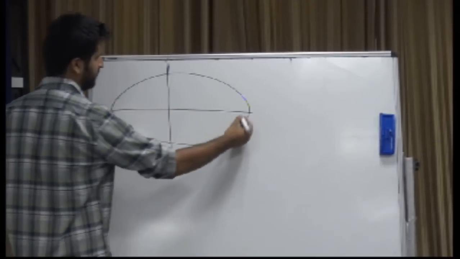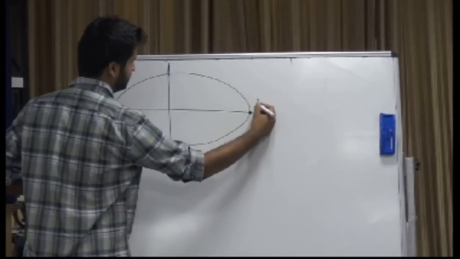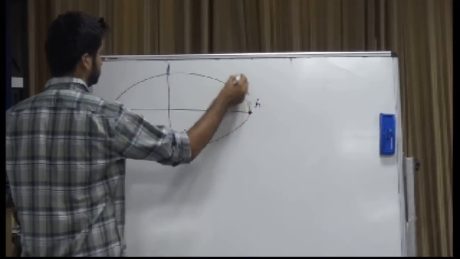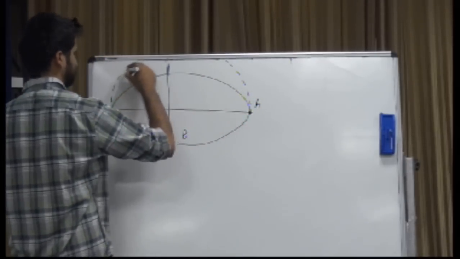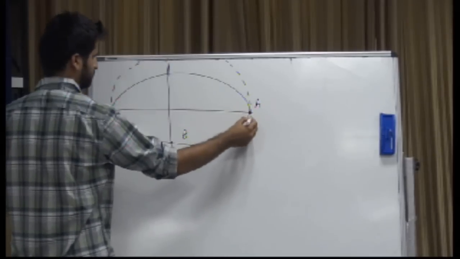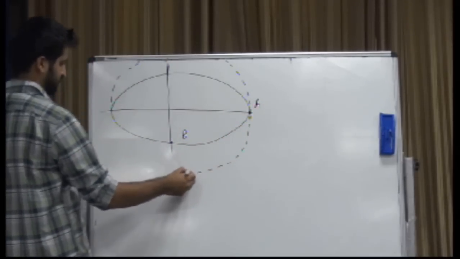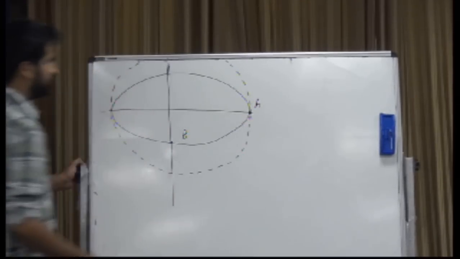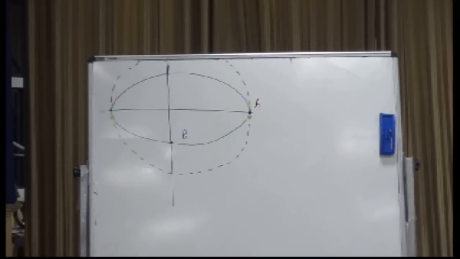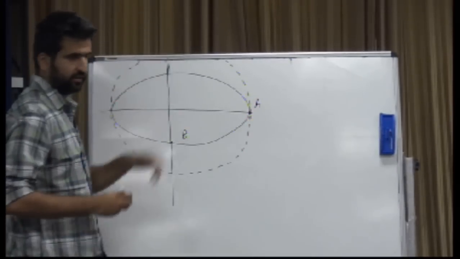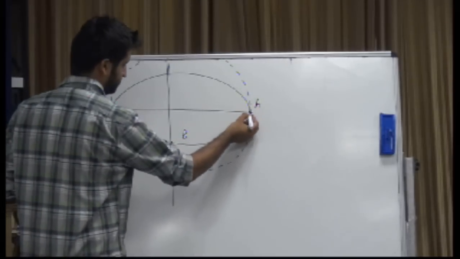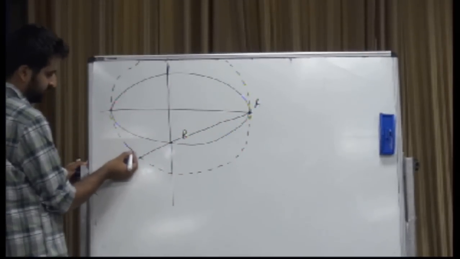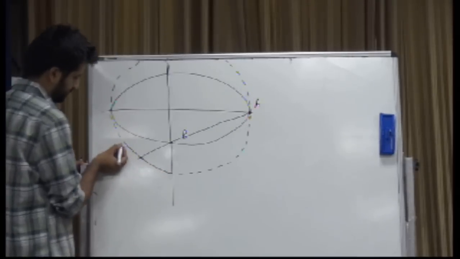Okay, so this is the point A, point B, so let's say this is the auxiliary circle. Okay, forget this area. Then this is my point M. Is this clear?